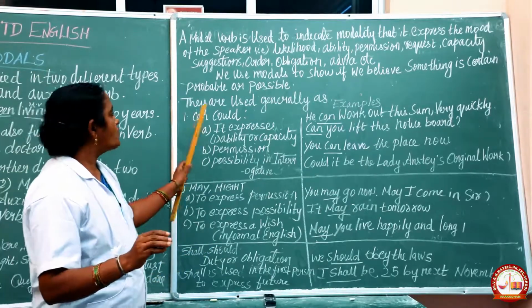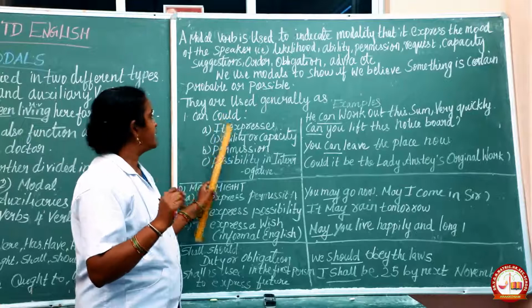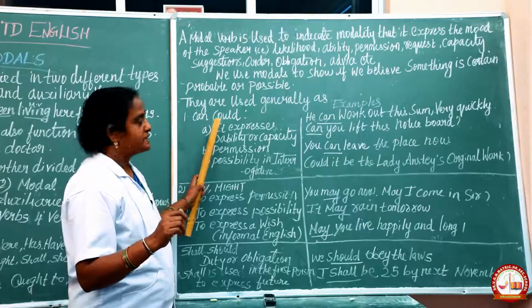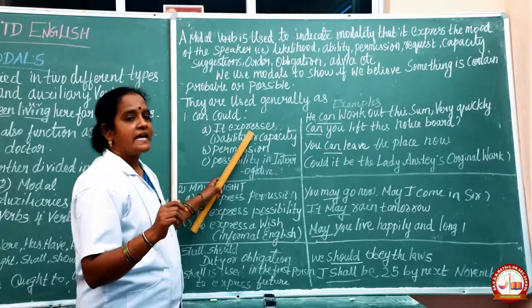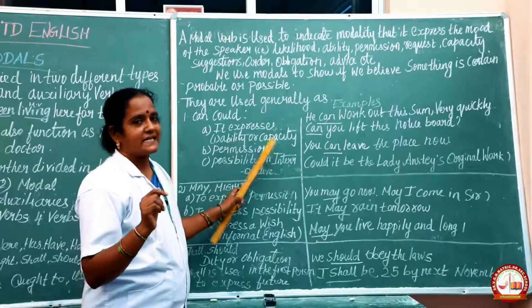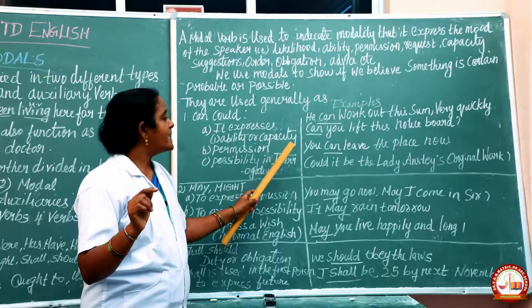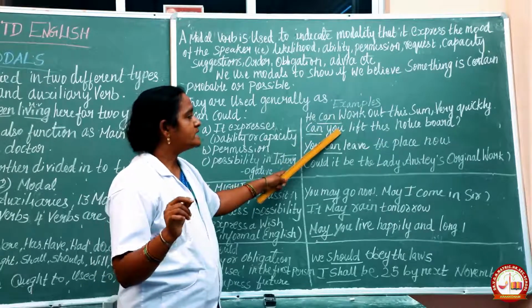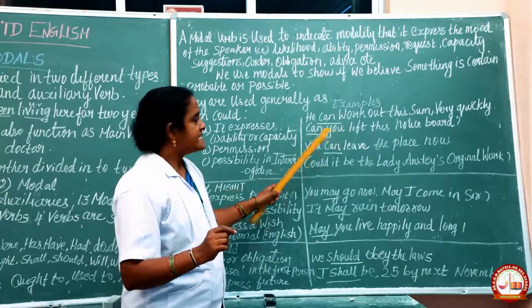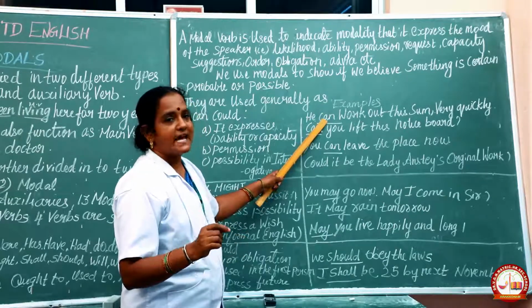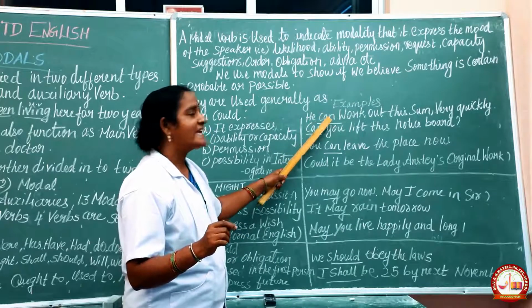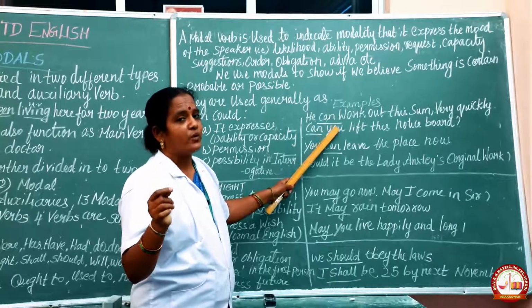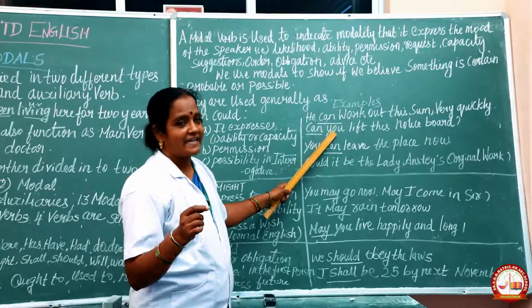Now see how modals are generally used. First, we are going to see can and could. They express ability or capacity. Here the example is given: He can work out the sum very quickly. This is the ability of this person, so we are using can.